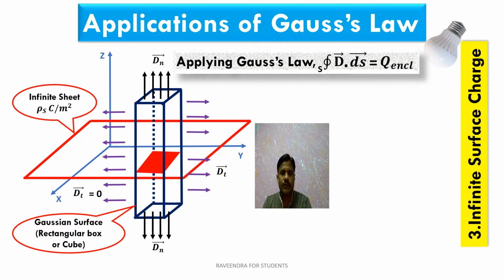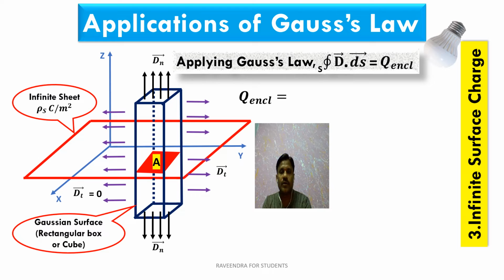Viewers, here for this closed Gaussian surface, which is a rectangular box or cube, what is the total charge enclosed, Q enclosed? Here we have considered a finite amount of sheet. Let us assume that this finite sheet has an area of A as shown in the figure. Now, to the top and bottom surfaces, the electric flux density is normal. So what will be the area for the top and bottom surfaces? The top surface will have the same area of A and the bottom surface will also have the same area A.